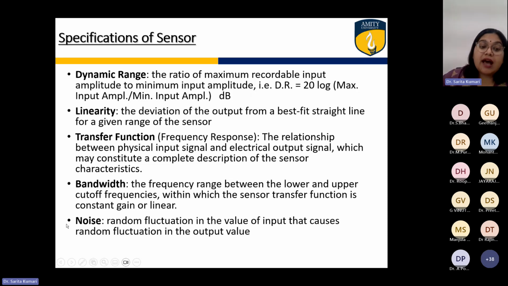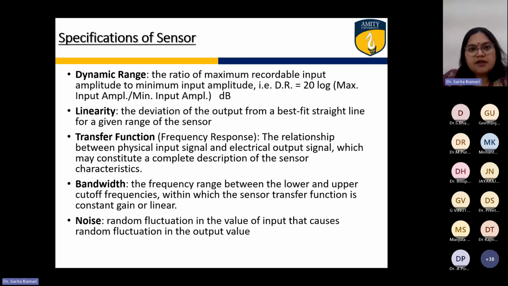Again, noise is an unwanted part which is not required in the sensor. Random fluctuation in the value of input that causes random fluctuation in the output is nothing but the noise. This is an unwanted parameter of the sensor.